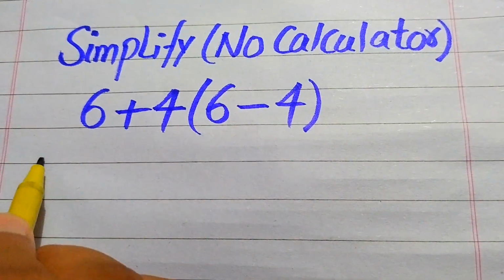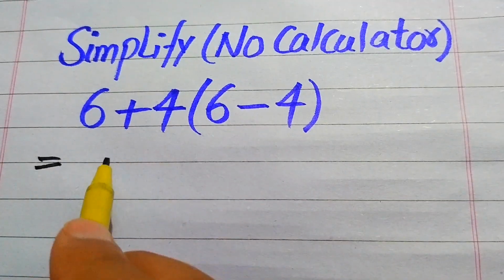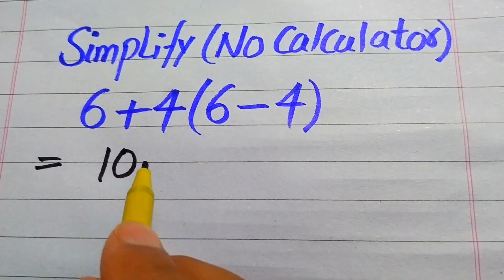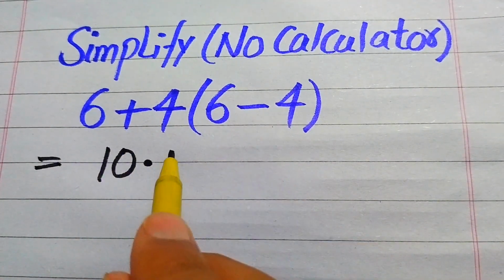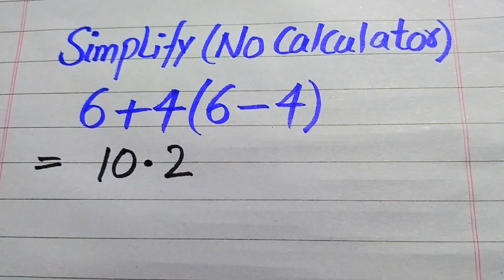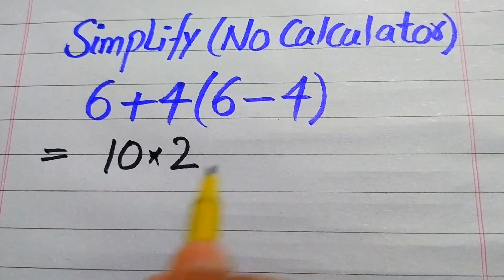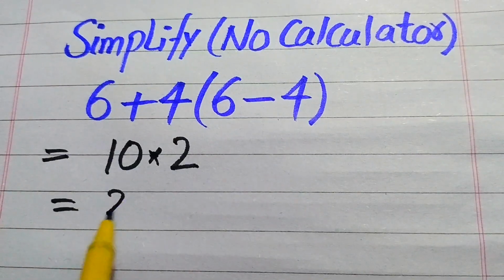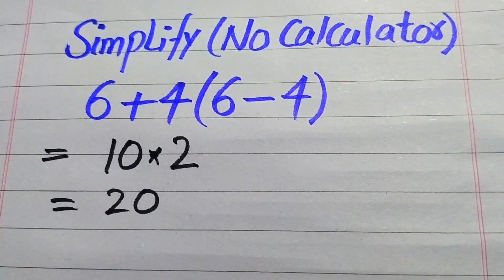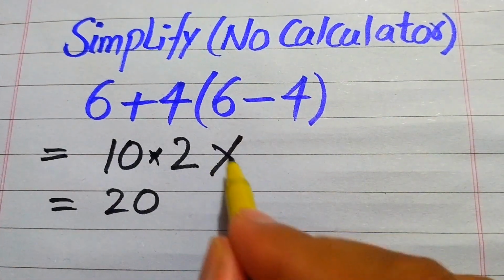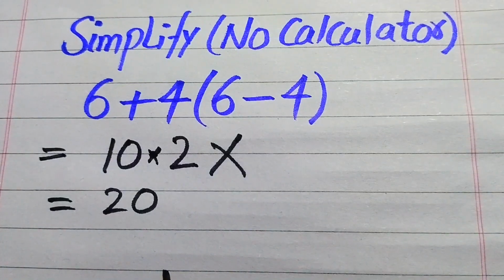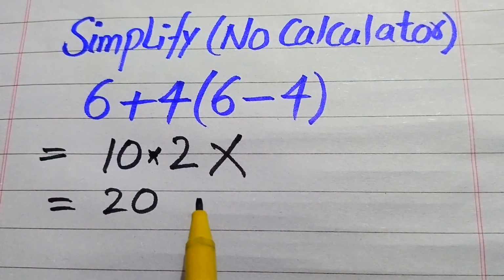Students just solve this problem in this way. 6 plus 4 becomes 10, times 6 minus 4 becomes 2. After that they multiply these two values, and 10 times 2 becomes 20. But this is the wrong procedure. We cannot solve this problem in this way.